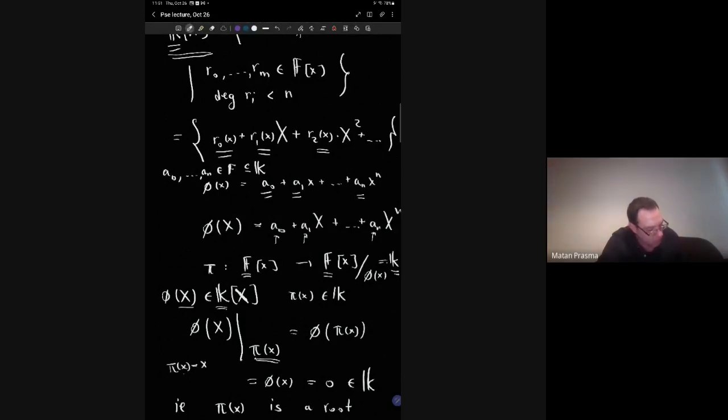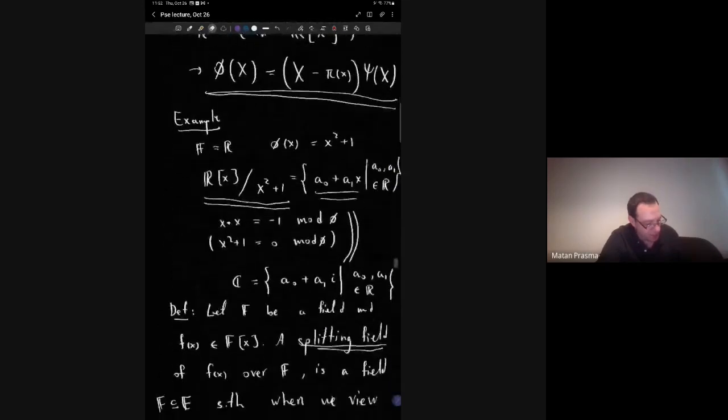So once you know that you have a field containing F and containing x, it must contain x squared, it must contain x cubed and so on. It must contain alpha times x and alpha times x squared for alpha in F, because it is a field. So in fact, it must contain all the remainder polynomials. So K is the minimal field for which this happens.